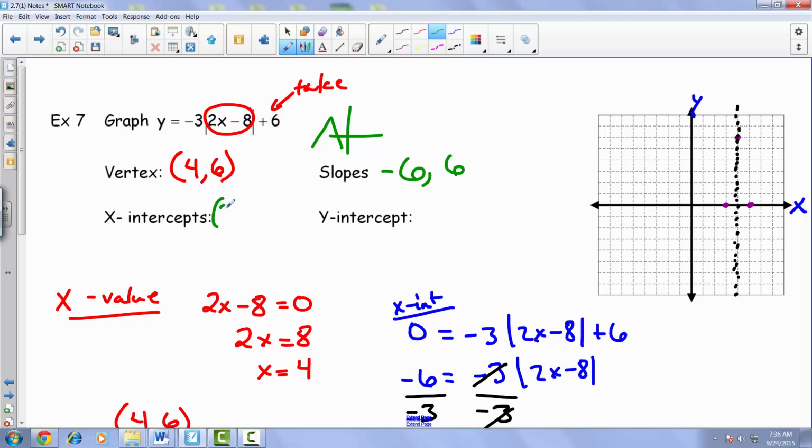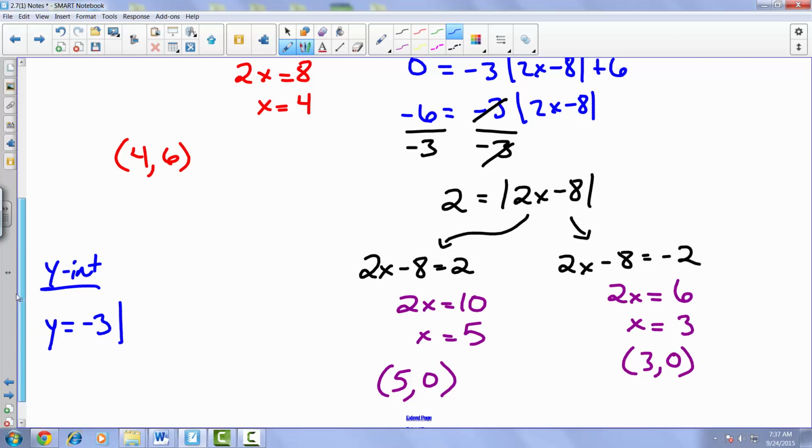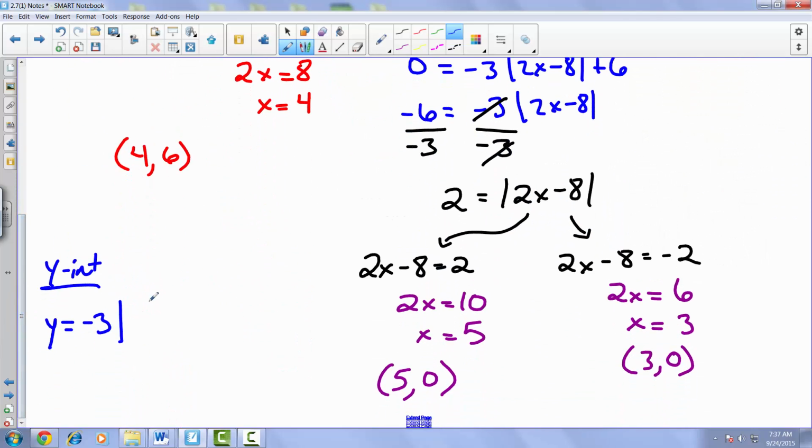So here we had our 3, 0, 5, 0. So to find our y-intercept, we are crossing this y-axis. In other words, our x variable is not moving left or right any, which is why we're going to go ahead and throw in 0 for x. So when we do that, we end up then with y-intercept. Y is equal to -3 times, should be 2, yep, 2 times 0 minus 8, and then plus 6.